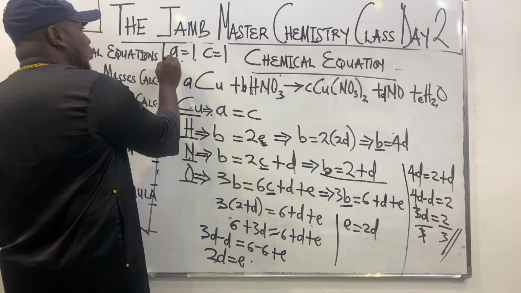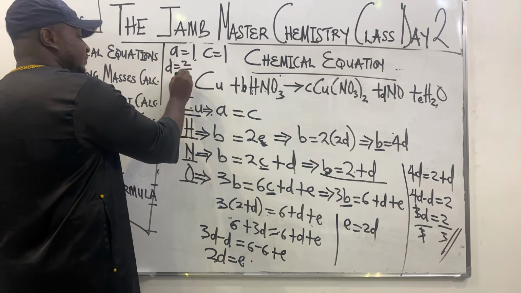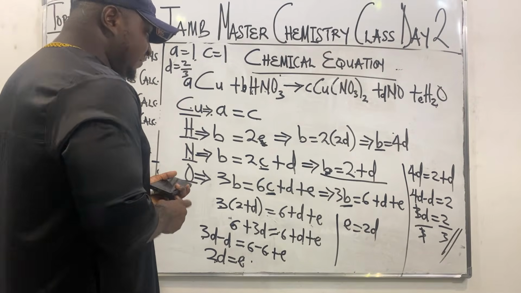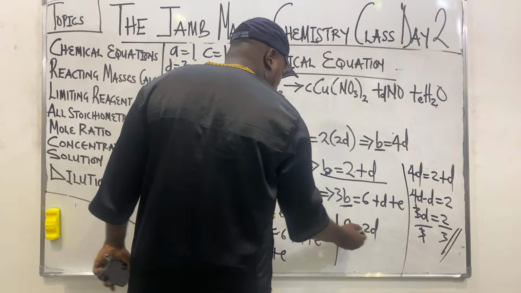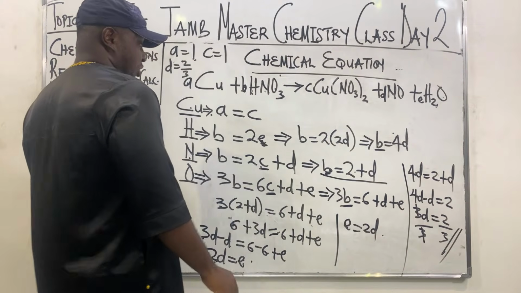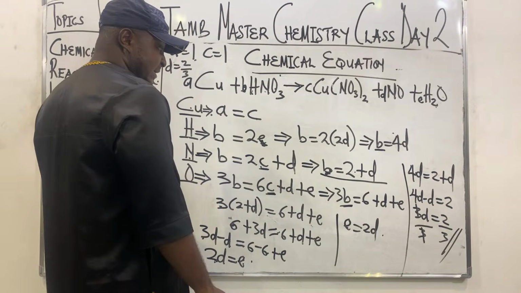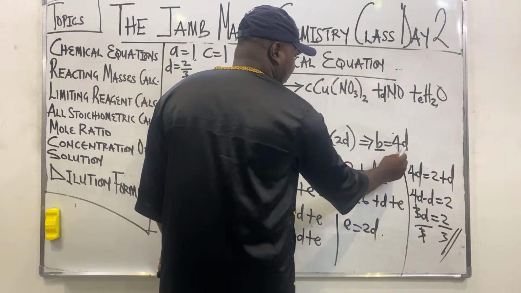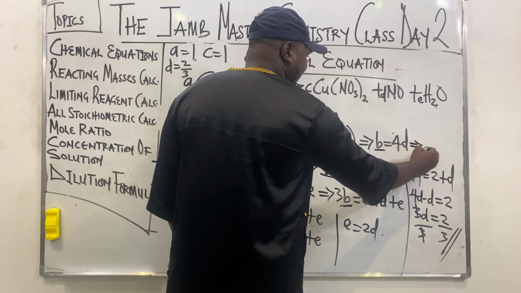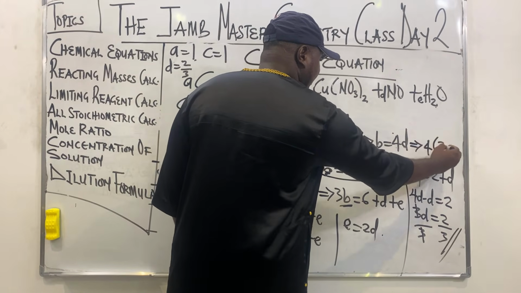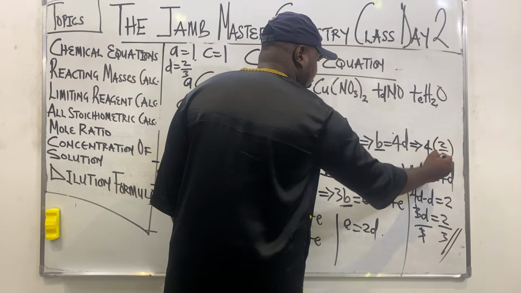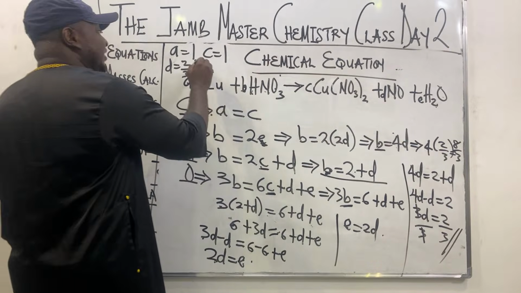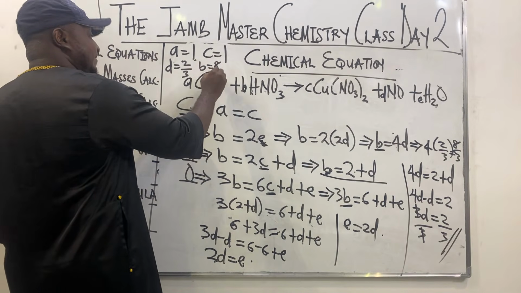So A is 1, C is 1, D is 2 over 3. If D is 2 over 3, don't forget that E equals 2D, and also B equals 4D. So B must be equal to 4 times 2 over 3. 4 times 2 is 8, all over 3. So B is 8 over 3.